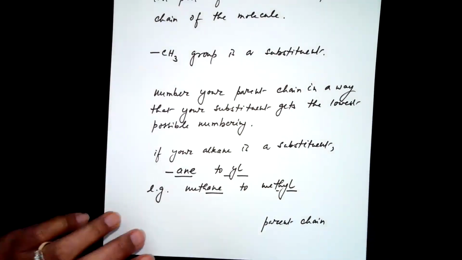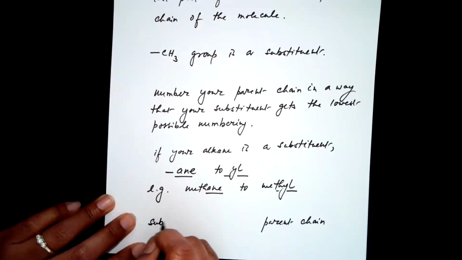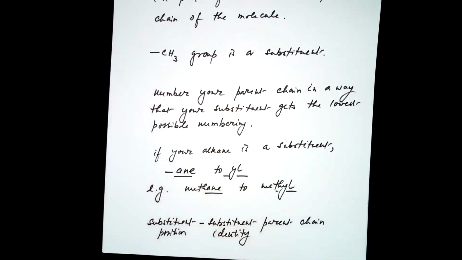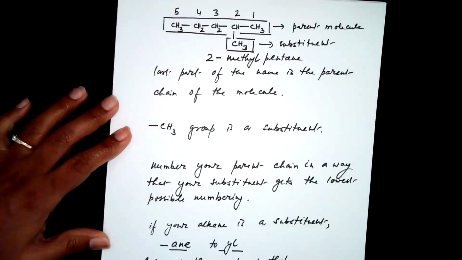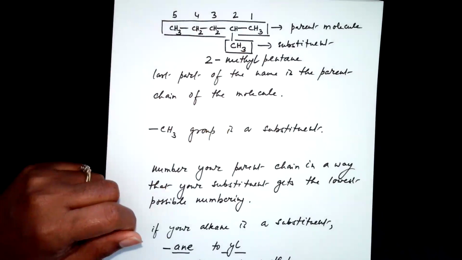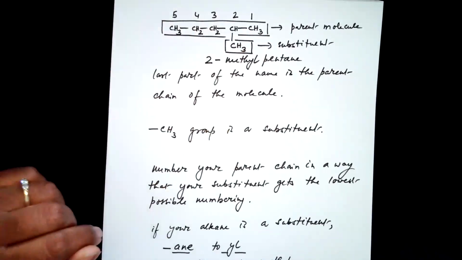So the last part of a name is your parent chain. And then the first part of the name goes by substituent position, which is what carbon it is attached to, a little hyphen, followed by substituent identity. And then the rest of the name is your parent chain. So this was the first constitutional isomer of hexane, which is no longer a hexane, but it still has 6 carbons and the same number of hydrogens as a hexane would have.